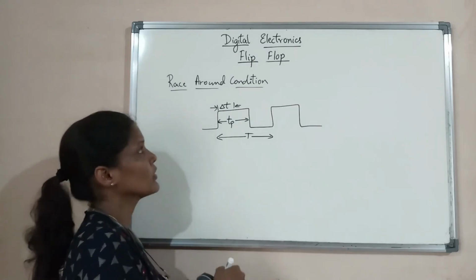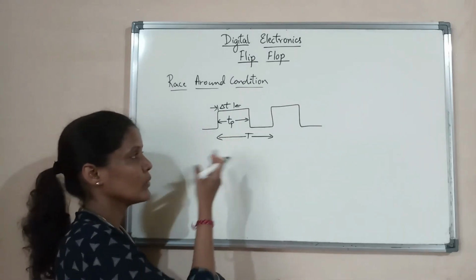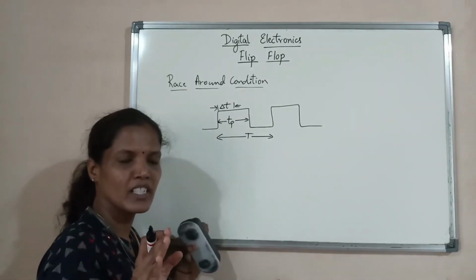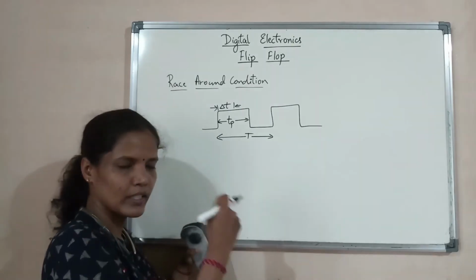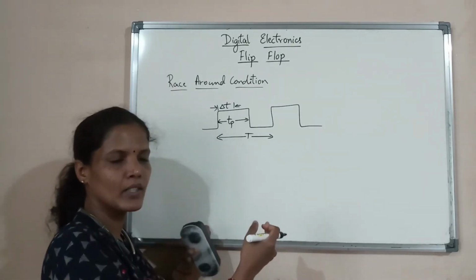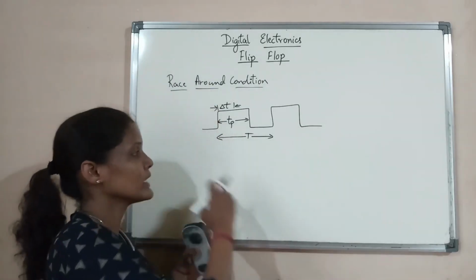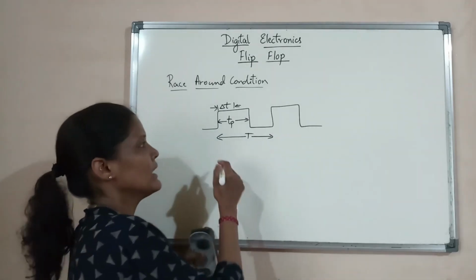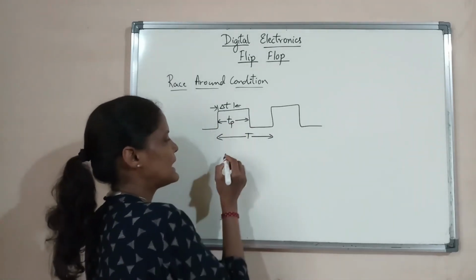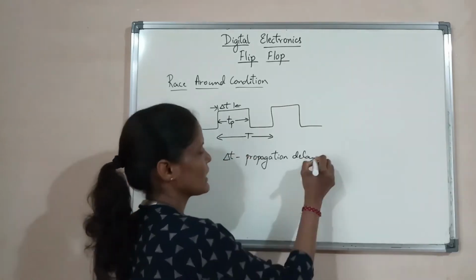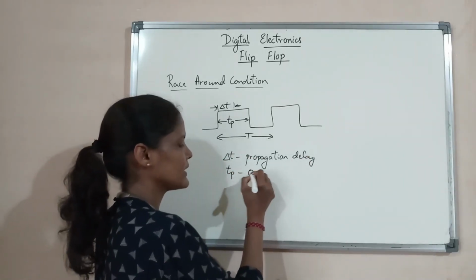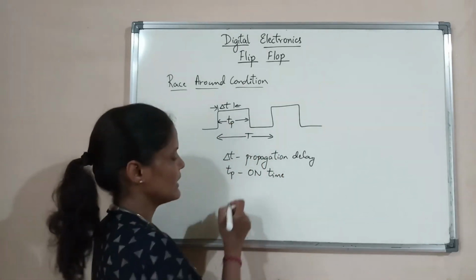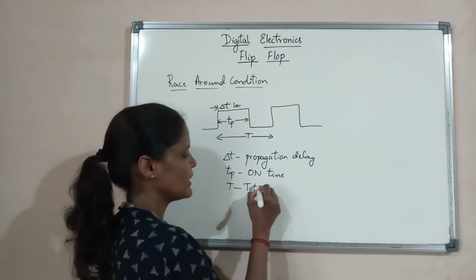So this is the circuit, and this is the clock pulse diagram, with the help of which we can understand what this race around condition is. Race around condition means the output keeps on changing continuously by itself without any change in the input. That itself is called a race around condition, and that race around condition can be eliminated. Let me explain that. Delta t is called the propagation delay, and this Tp is called the on time of the clock pulse, or the time when the clock pulse value is 1. The T is called the total time of the clock pulse.